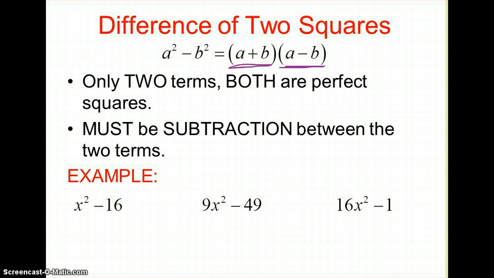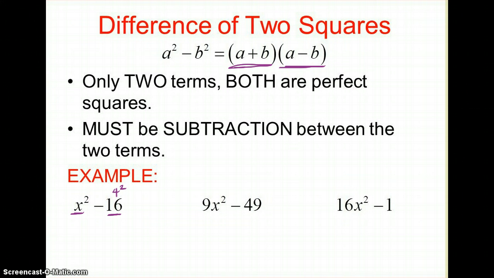Again, you could still get this by trying to factor, right? What's my middle term that I'm trying to get if I have just a squared minus b squared? I would be trying to get a 0 for my middle term, okay? But if you see these and you can recognize them, it just makes them a lot faster to factor. For example, x squared is a perfect square, right? x squared is just x being squared. 16 is a perfect square, right? Because 16 comes from 4 squared.